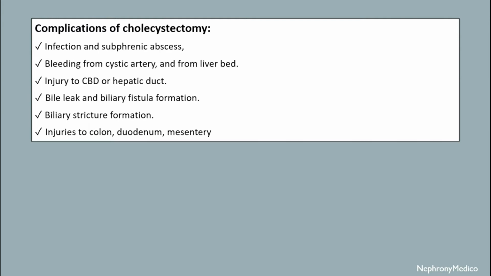So, what are the complications? These include infection and subphrenic abscess, bleeding from cystic artery and from liver bed, injury to common bile duct or hepatic duct, bile leak and biliary fistula formation, biliary stricture formation, injuries to colon, duodenum, and mesentery.